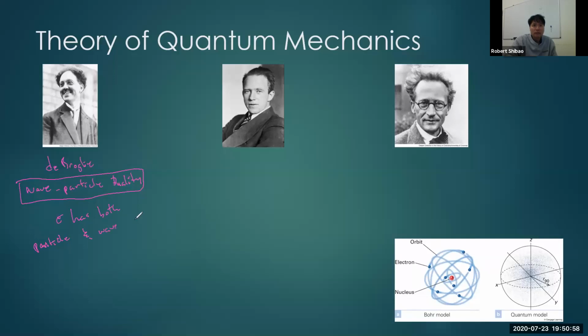Wave properties. So electrons have wavelengths. This wasn't noticed before because the wavelengths are extremely small. The wavelength is extremely small, like this.